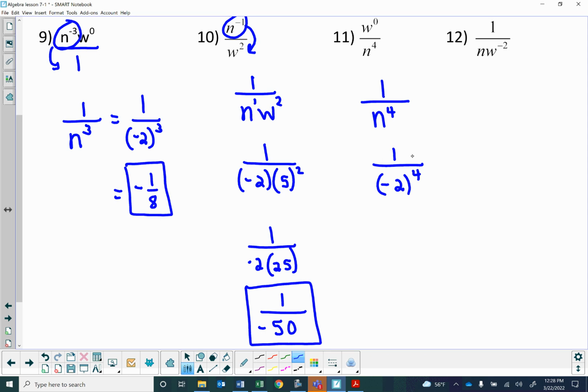Because now -2 is going to end up being positive because we have 4 negative signs, and an even number of negative signs means it changes to positive. This now says 1 over -2 times -2 times -2 times -2. Right? Which becomes -2 times -2 is 4, -2 times -2 is 4, 4 times 4 is 16. This is 1/16.